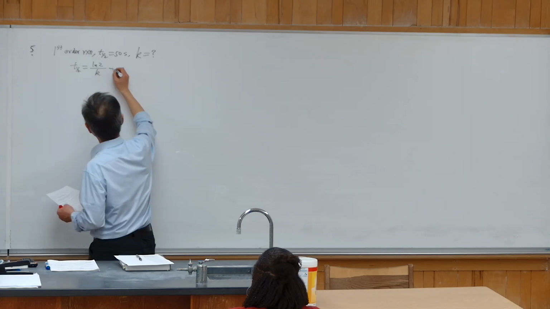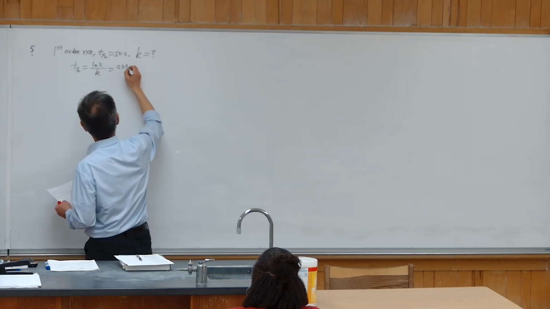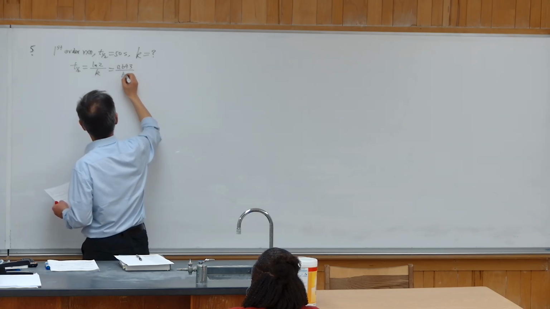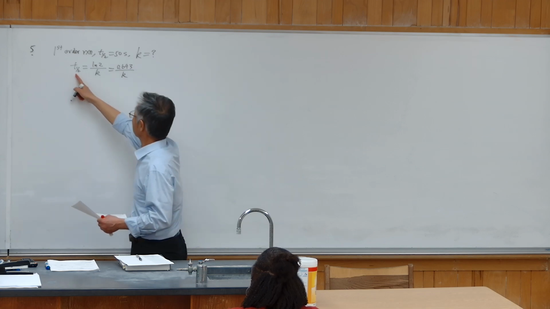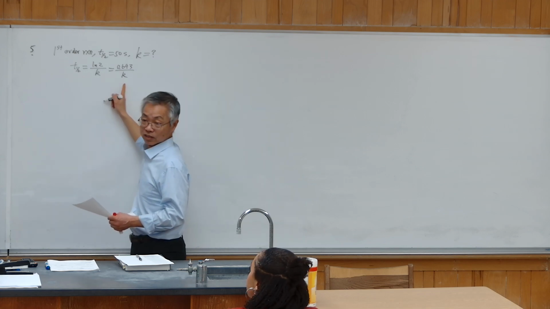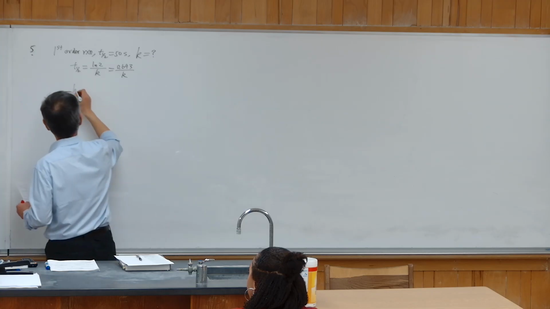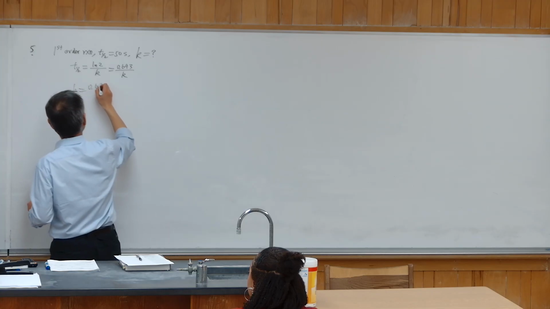Natural log 2 is 0.693, right? So the half-life is a known value. We can just switch this around and calculate K. So K will be 0.693 over the half-life.